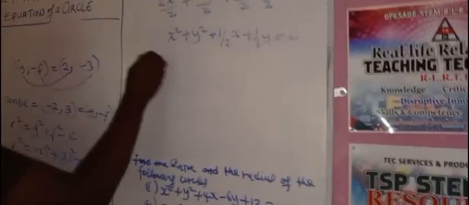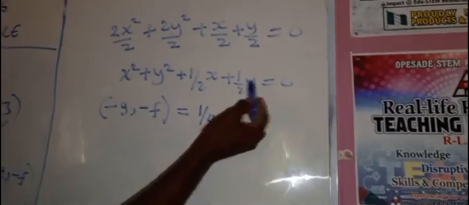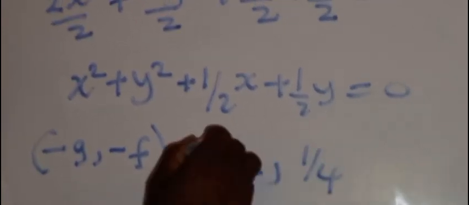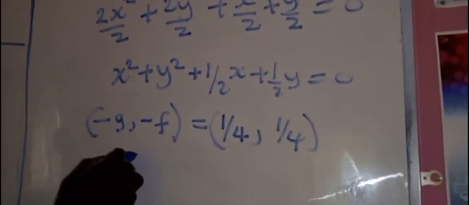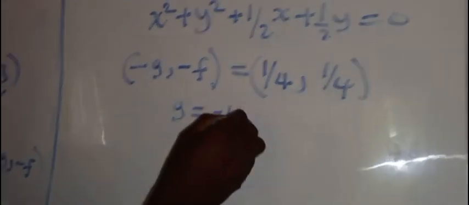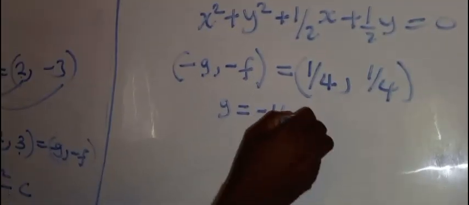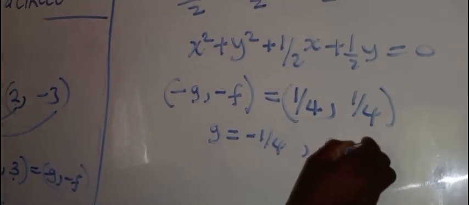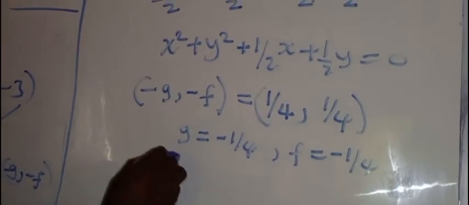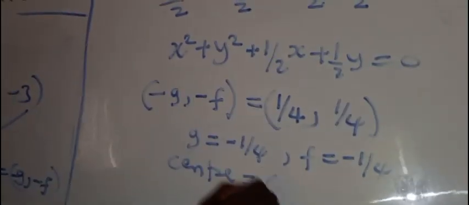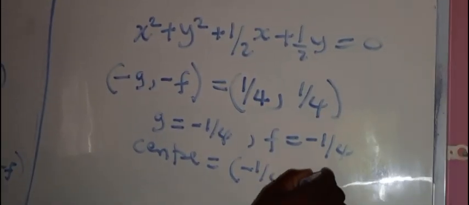Okay. Now, for the center we have minus g, minus f. Okay, now half of the coefficient of x, half of half, that's 1 over 4. Half of the coefficient of y, half of half, that is also 1 over 4. Okay, now that means our g is minus 1 over 4. Compare this with this, our f is minus 1 over 4. So the center of the circle is this, minus 1 over 4, minus 1 over 4.